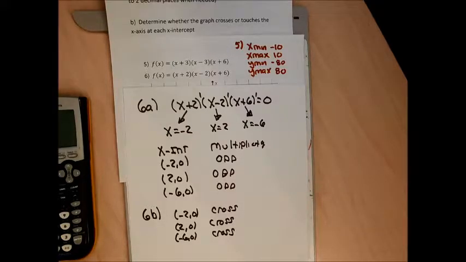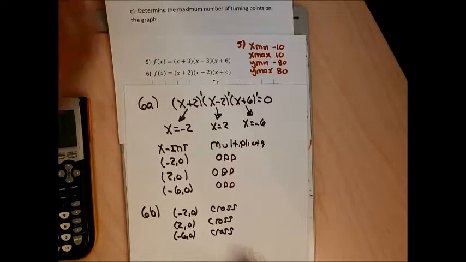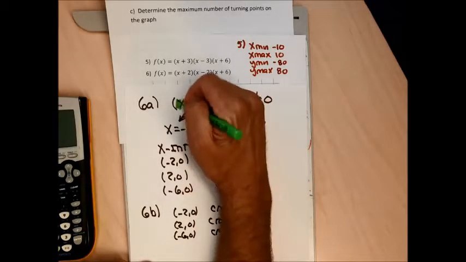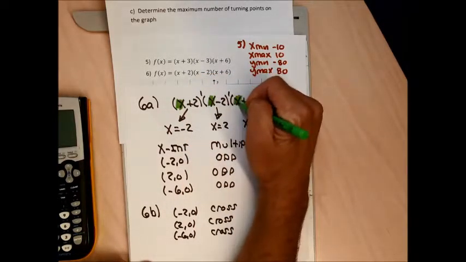Alright, so that's easy, quickly done. Part C, determine the maximum number of turning points. All I'm going to do is multiply this times this times this.